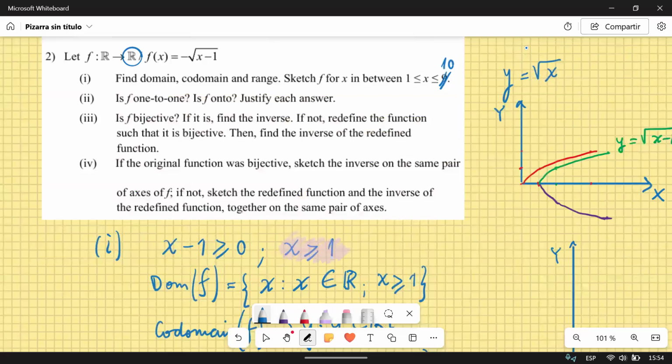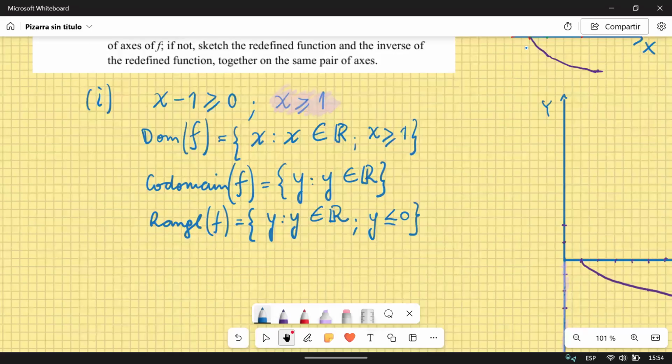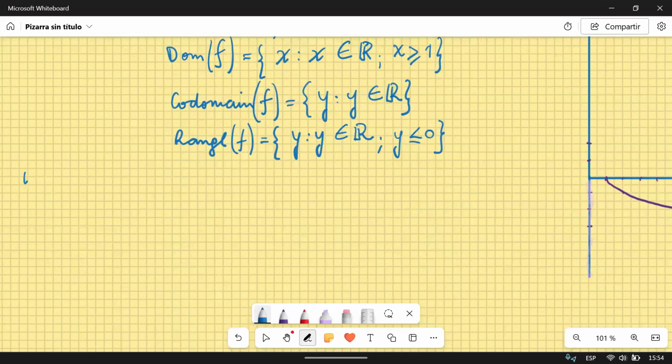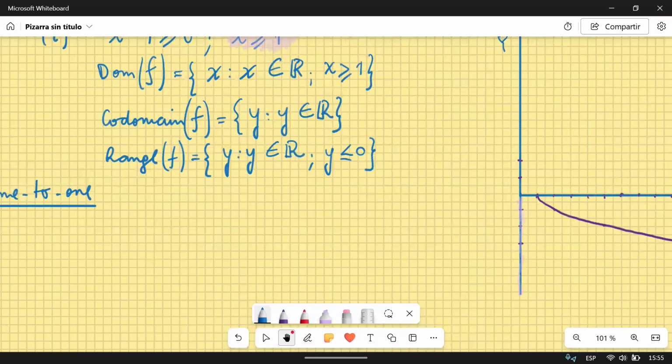Once you have the main range and the graph of the function, we have to answer if f is 1-to-1, if it is onto, and justify each answer. So let's see, 1-to-1. So I'm answering now to 1-to-1. And I will say the following. F is 1-to-1, if different elements in the domain have different images.